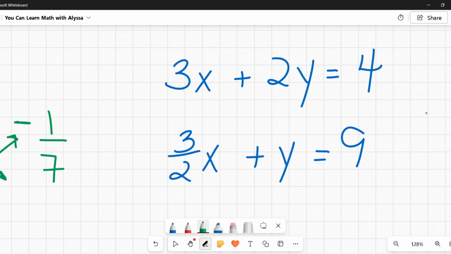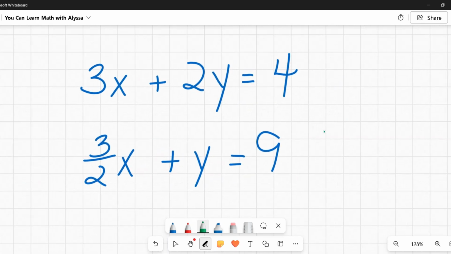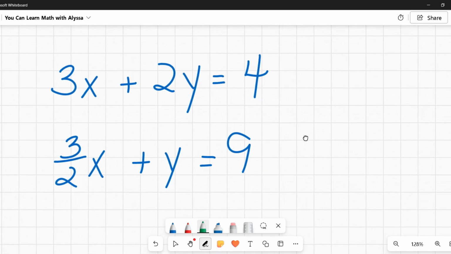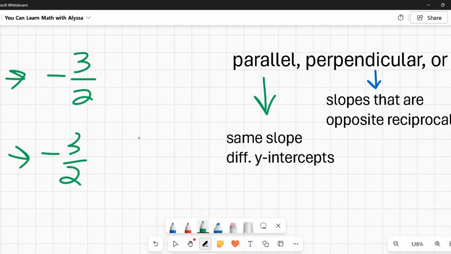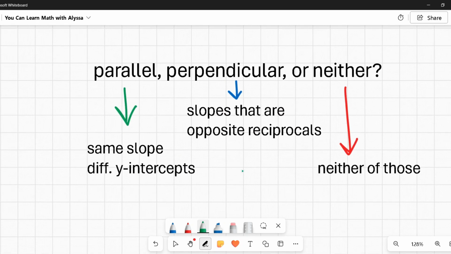Be on the lookout for these sort of problems where they do not present the lines to you in slope-intercept form. You will need to algebraically convert those to get the slope or graph them. In this case, if you either graph it or convert it to slope-intercept form, you're going to find that it has a slope of negative 3/2, and this one down here also has a slope of negative 3/2, so they would be parallel. Again, parallel, perpendicular, or neither.